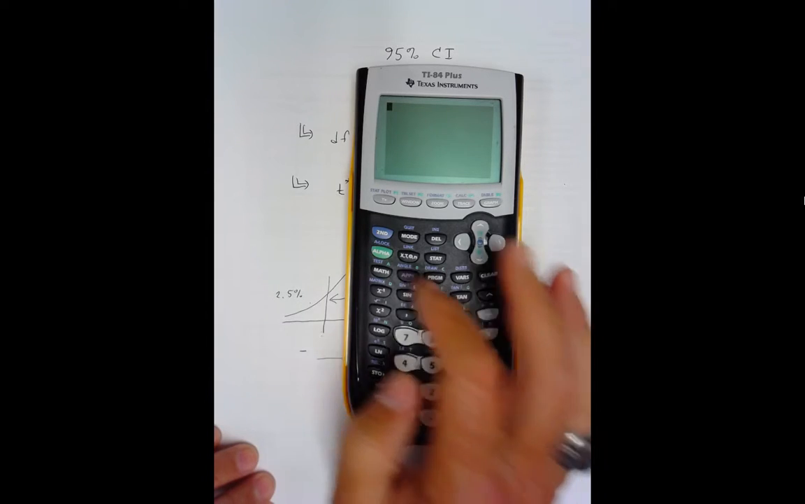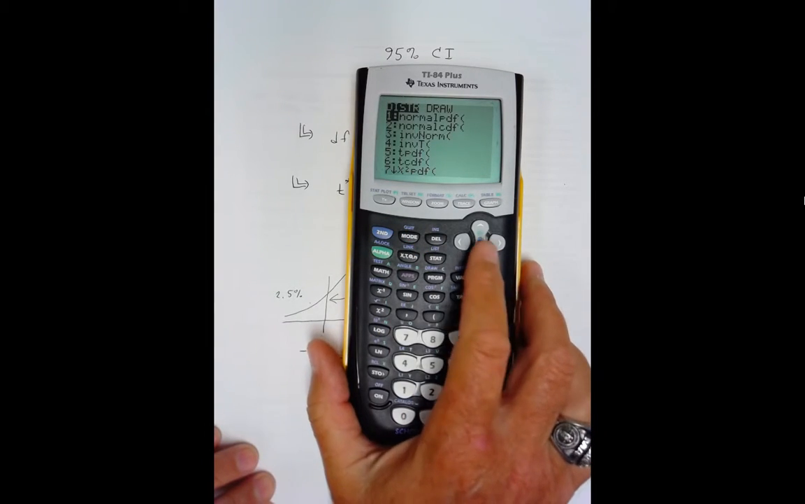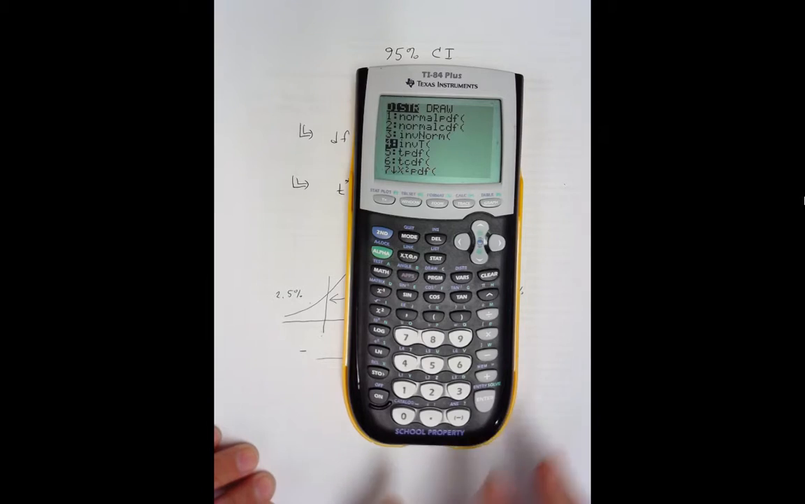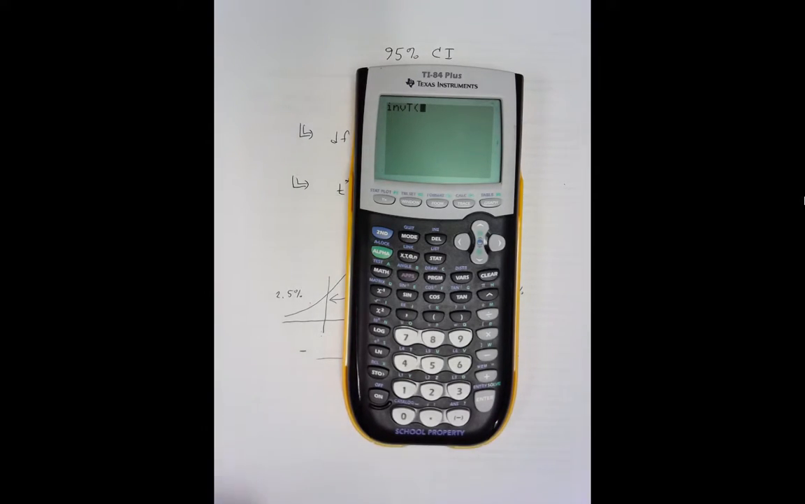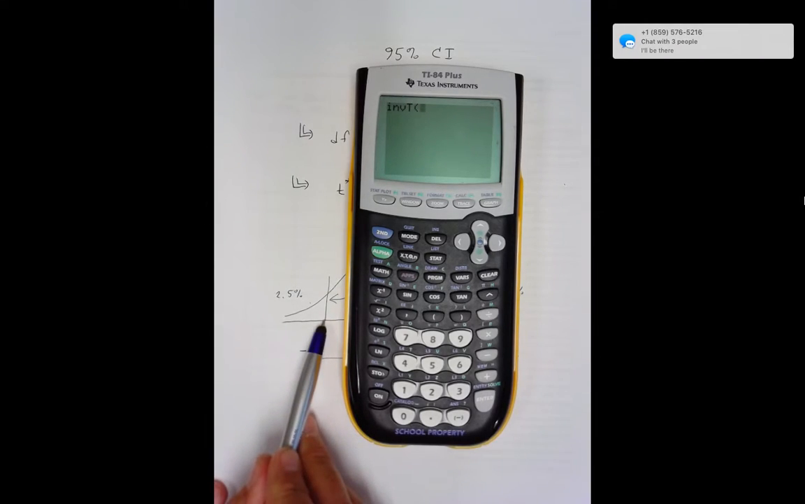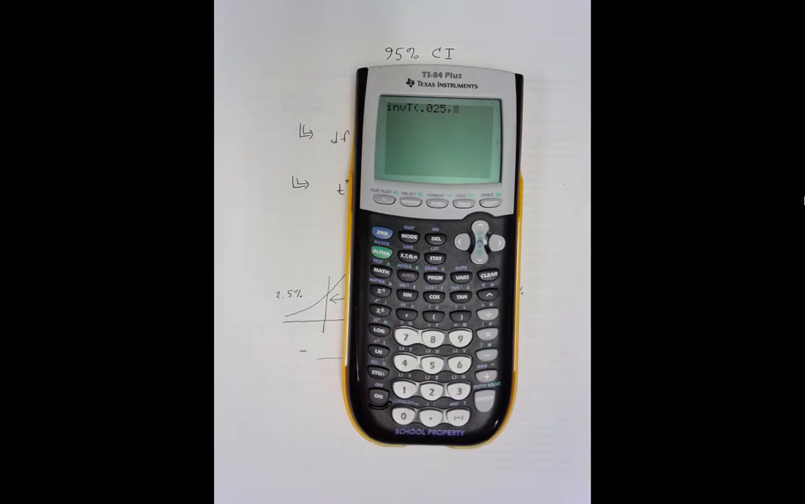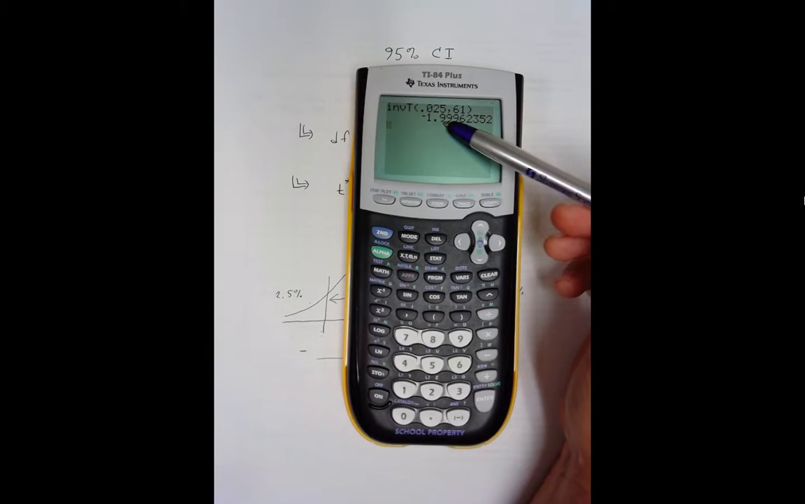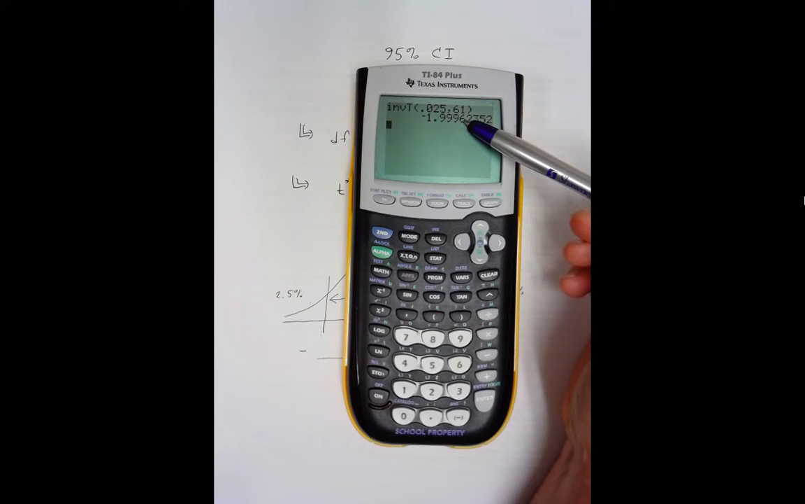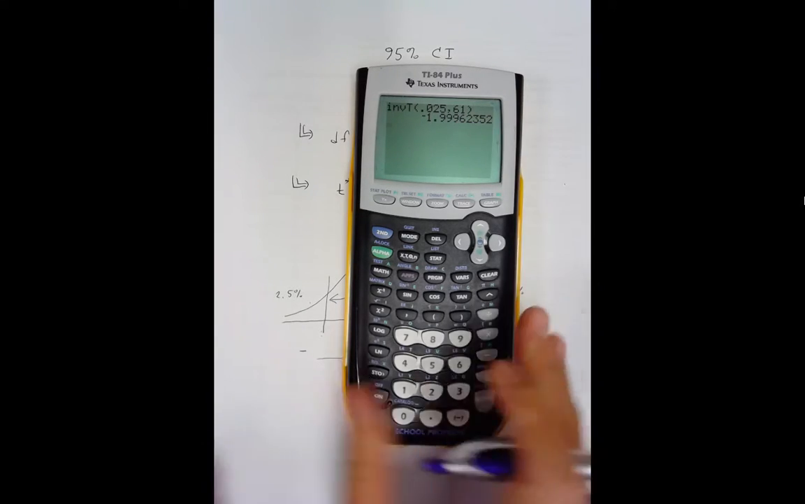I go to second function distribution. I come down to the inverse t. And again, what I put in first is always the area to the left. So I need to put 2.5% as a decimal, so that's 0.025. And then all I have to do is put in the degrees of freedom, which in this case is 61. So my left bound will be negative 1.996 if I go out to 4 places.